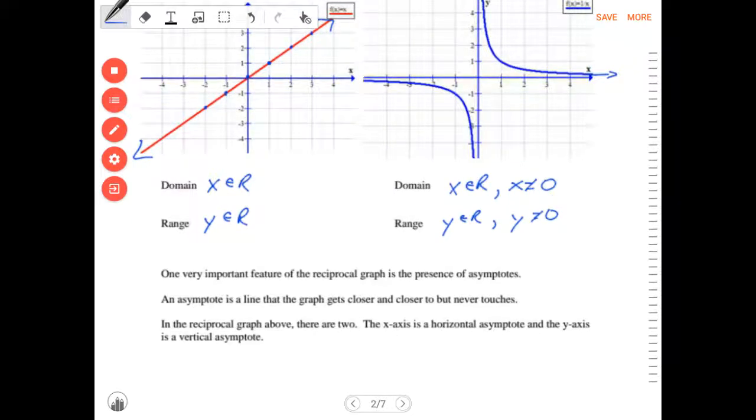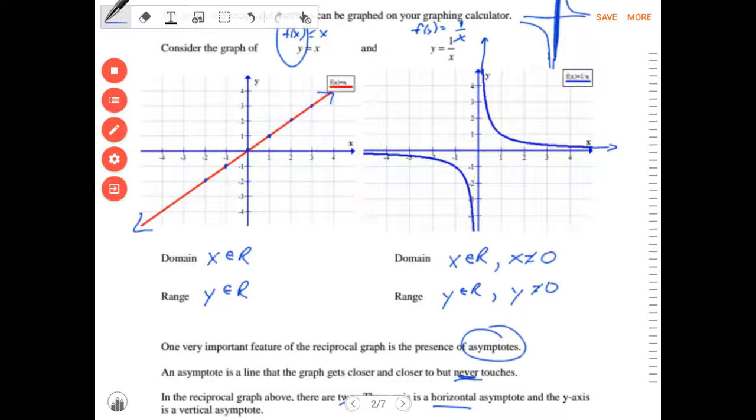One very important feature of the reciprocal graph is the presence of asymptotes. Asymptotes is what that's called. An asymptote is a line that the graph gets closer and closer and closer to, but never touches. In the reciprocal graph above, there are two. The x-axis is called a horizontal asymptote because, of course, it's a horizontal line. And the y-axis, in this case, serves as the vertical asymptote.